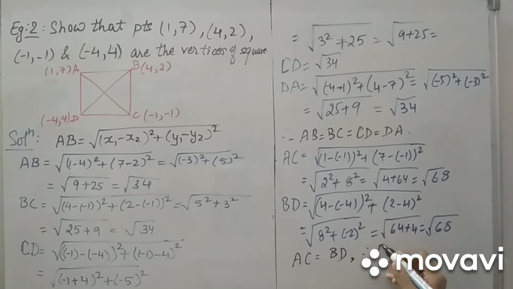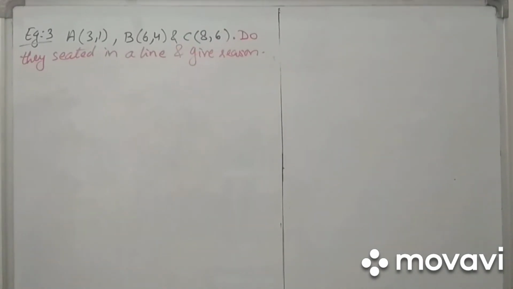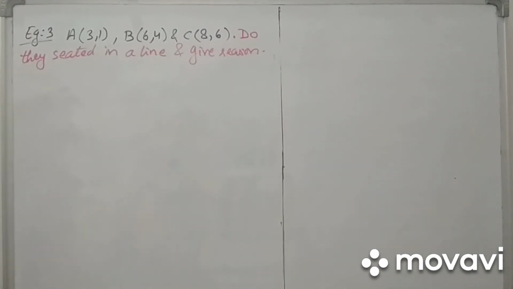Therefore A, B, C, D are vertices of a square. Understood, beta? Next example is like this.